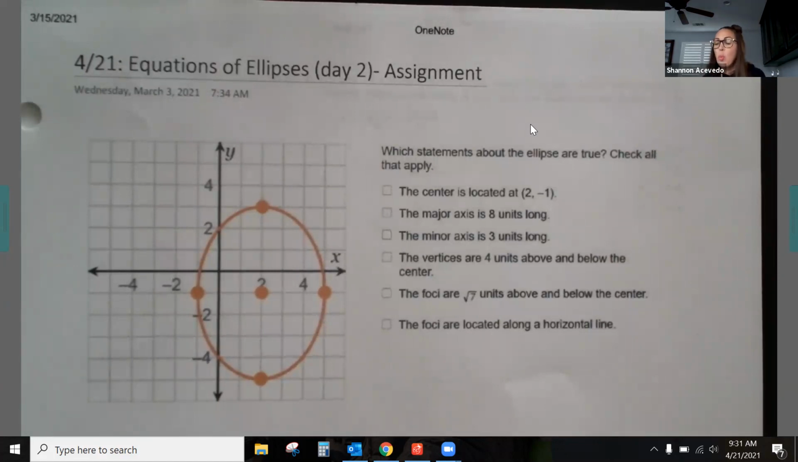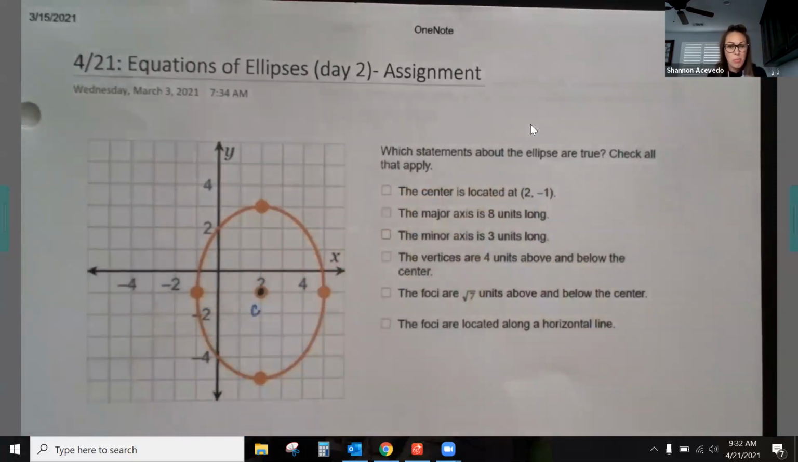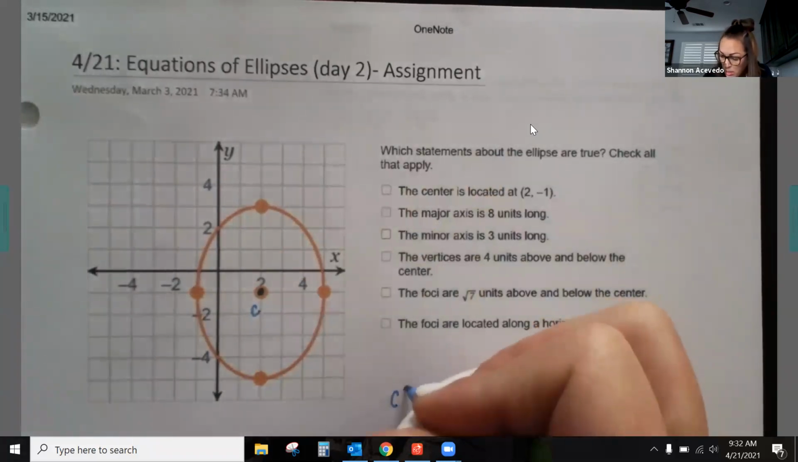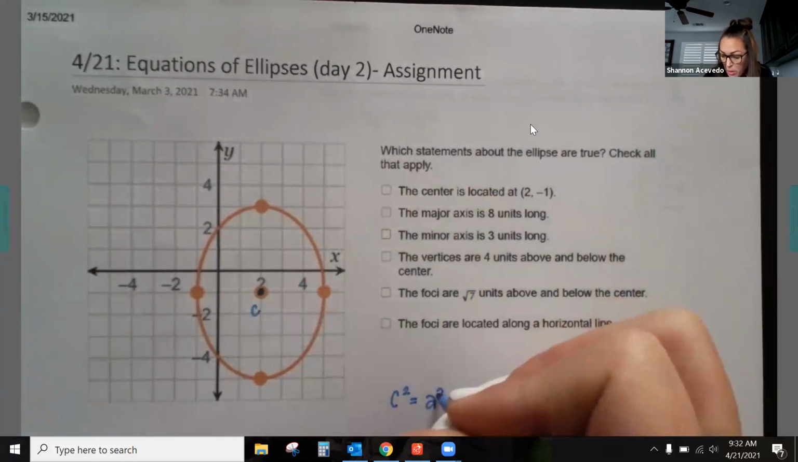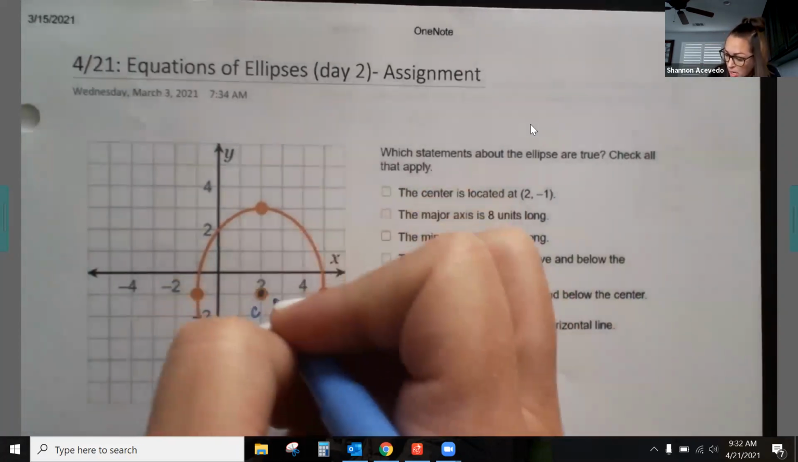So this one says, which statements are true about the ellipse? Before I even read it, I want to get out some of the important information. What am I looking at? What do I know from this picture? So I know that this is my center. Don't get confused when I label my center with a C. That's not the same C as in C squared is equal to A squared minus B squared, the C that gets us our foci. This is just C as in the center of the ellipse.